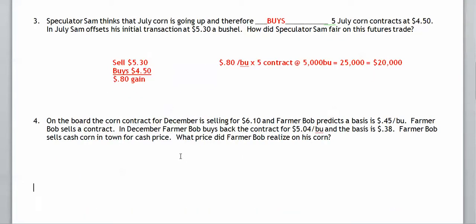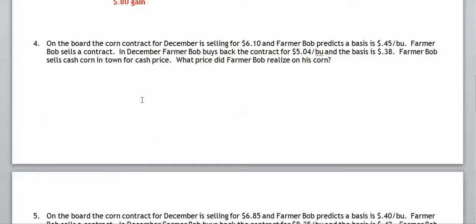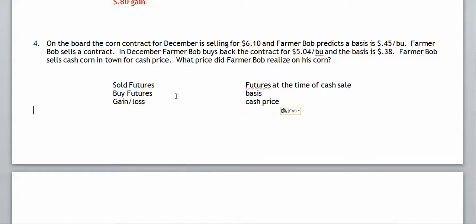Okay, let's go ahead and take a look at number 4. On the board, the corn contract for December is selling for $6.10. Farmer Bob predicts a basis of 45 cents. That 45 cents predicted, all that tells us is he's predicting a hedge price of 610 minus the 45 cents. That's $5.65. They're predicting a hedge price of $5.65. It doesn't mean they're necessarily going to get it.